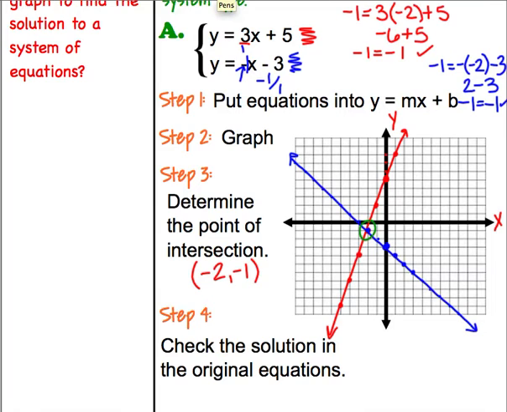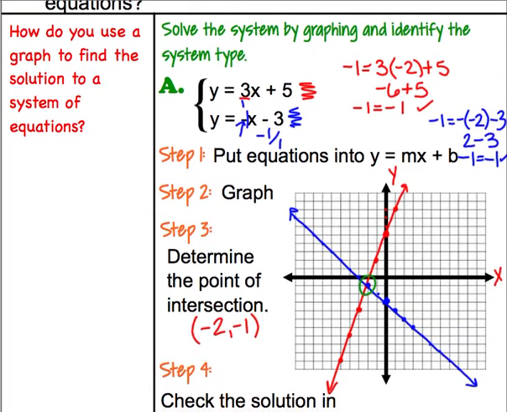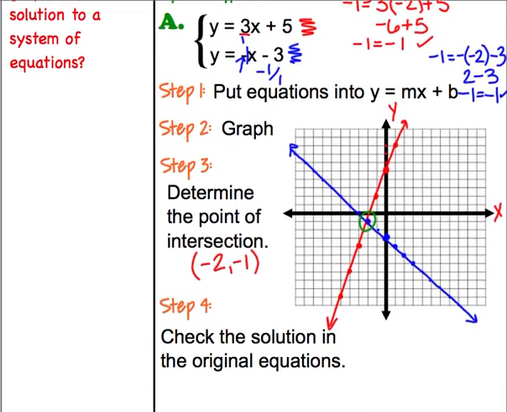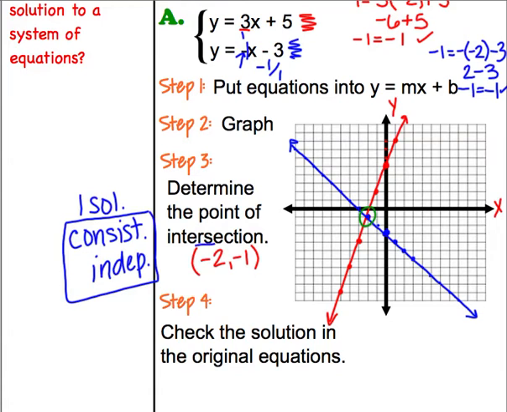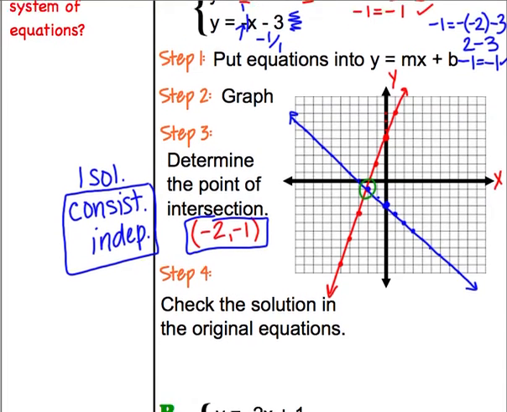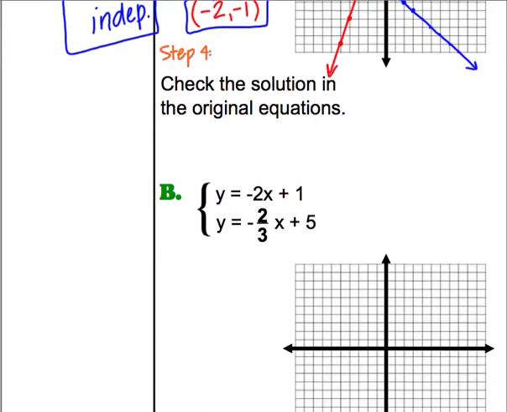The final step, if you recall from our set of directions, is to identify the system type. Because we have here one solution, this means that it's going to be consistent and independent, because there is only one solution. So I will be looking for both this part as well as this solution when you're doing your homework. So let's take a look at the next example here.